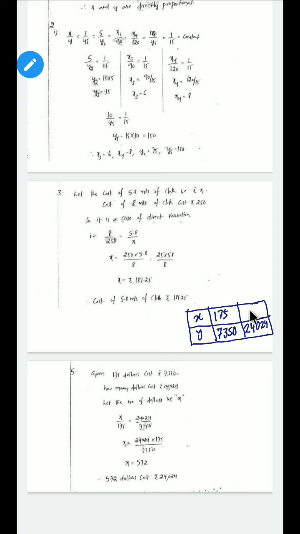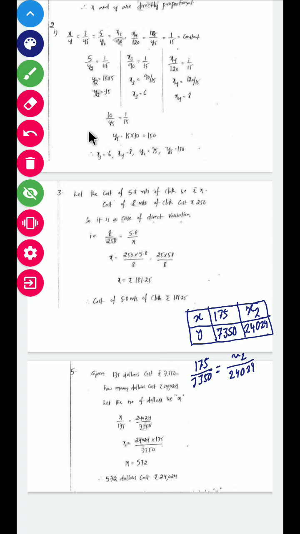Suppose the number of dollars is x2. Now because these two are in direct variation, the ratio will be equal. That means 175 divided by 7,350 is equal to x2 by 24,024. Now calculate it, we will get the value of x2. In this way you can solve the left of the problems in exercise 9.1.